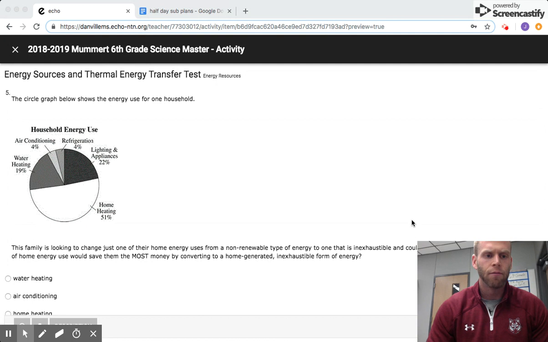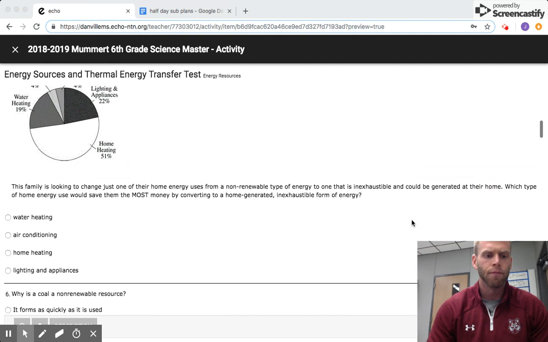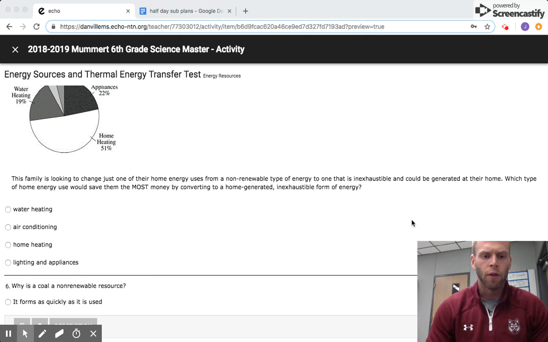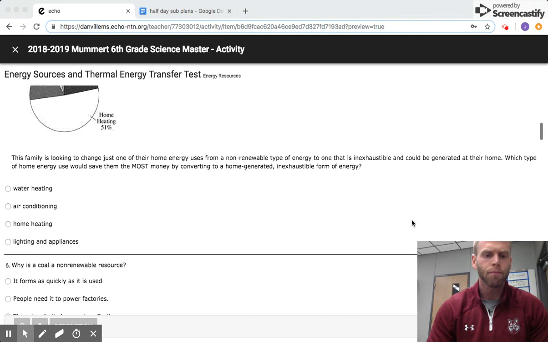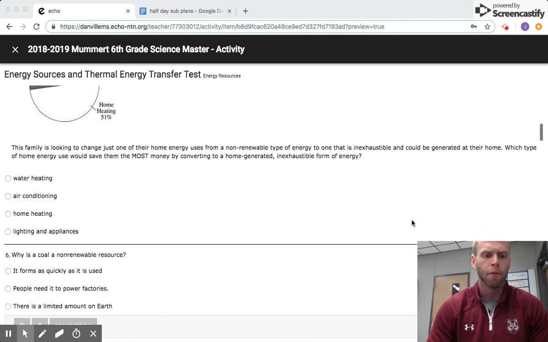Question 5. The circle graph below shows the energy use for one household. This family is looking to change one of their home energy uses from a non-renewable type of energy to one that is inexhaustible and could be generated at their home. Which type of home energy would you use to have them save the most money by converting to a home-generated, inexhaustible, which means renewable, form of energy? Water heating, air conditioning, home heating, lighting, and appliances. So you're looking to save them the most money.